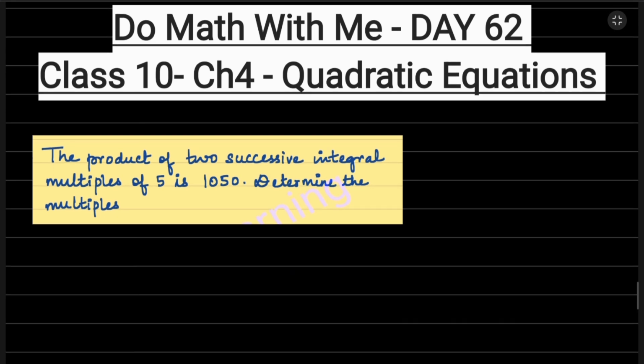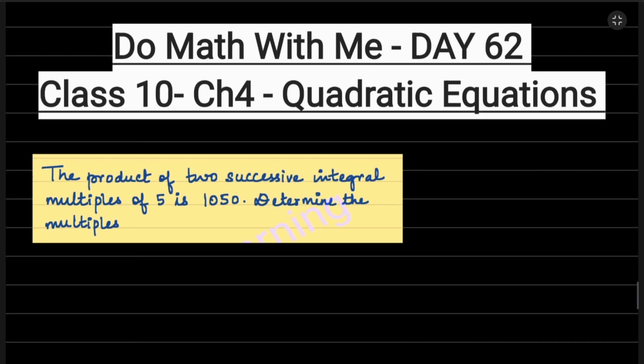So the first question is, you are given the product of two successive integral multiples of 5 is 1050. Determine the multiples. So what do you mean by two successive integral multiples? If you have multiples of 5, if the first number is 5, the second number will be 5 plus 5, which is 10, right? So similarly, if the first number, if we assume it to be x, the next number would be x plus 5. So these x and x plus 5, let those be the multiples.